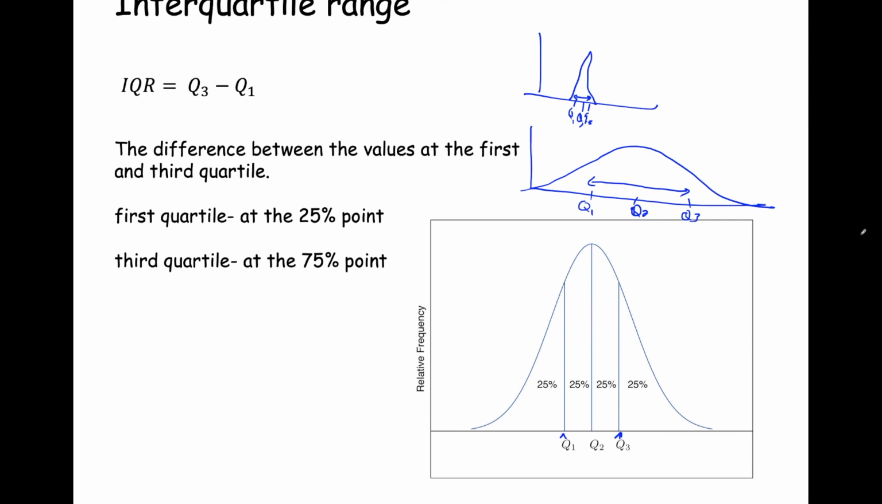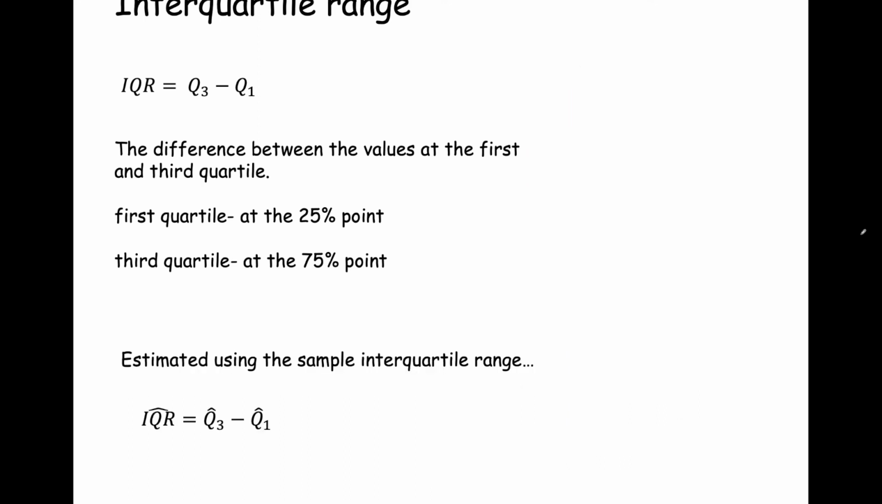Okay, and so interquartile range is another measurement of dispersion that we can use, and it is not as brittle to outliers as the sample variance as well as the sample standard deviation. And so you can estimate the interquartile range using the sample interquartile range, which is nothing more than the difference between the sample third quartile and the sample first quartile.